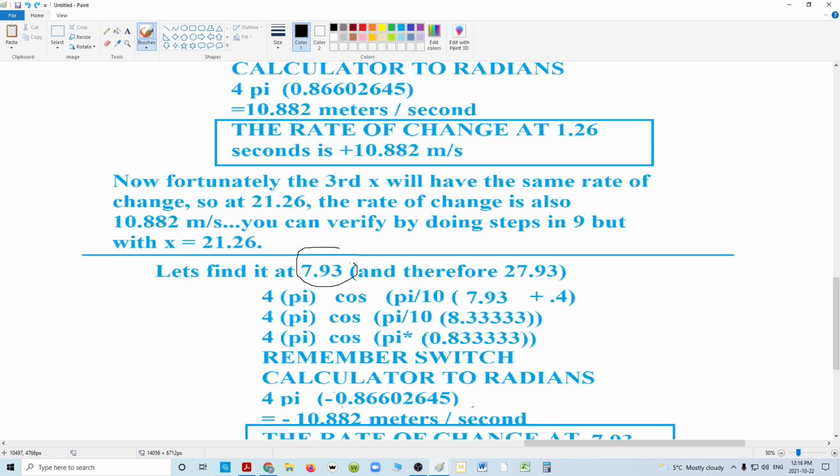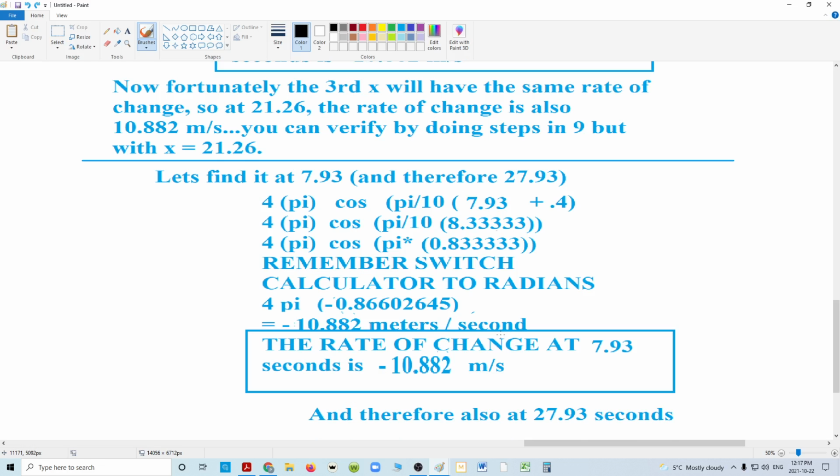But let's find the second angle. You do the same thing. You plug it in for x. You add 0.4. You get 8.333. You multiply it by pi, divide by 10. Make sure your calculator's on radians and press cos equal. And you get this value, negative 0.866.